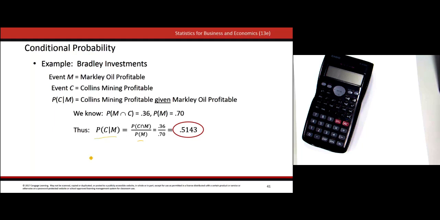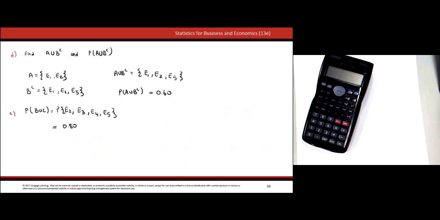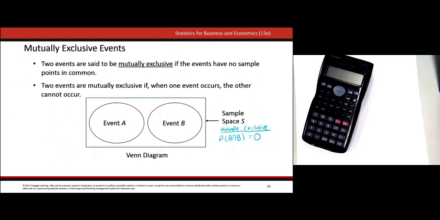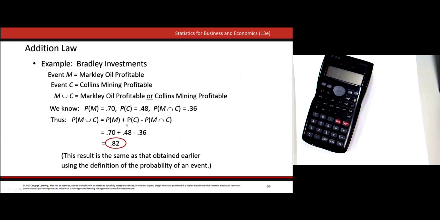Or you can calculate probability of M given C. What's the probability of M? Probability that Mark Oil is profitable given Collins Mining is profitable, which is M intersect C divided by probability of C. Probability of C is 0.5143.